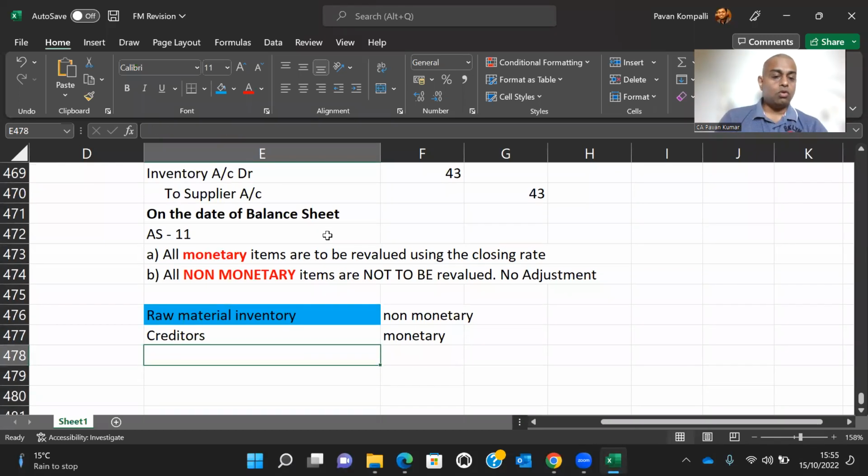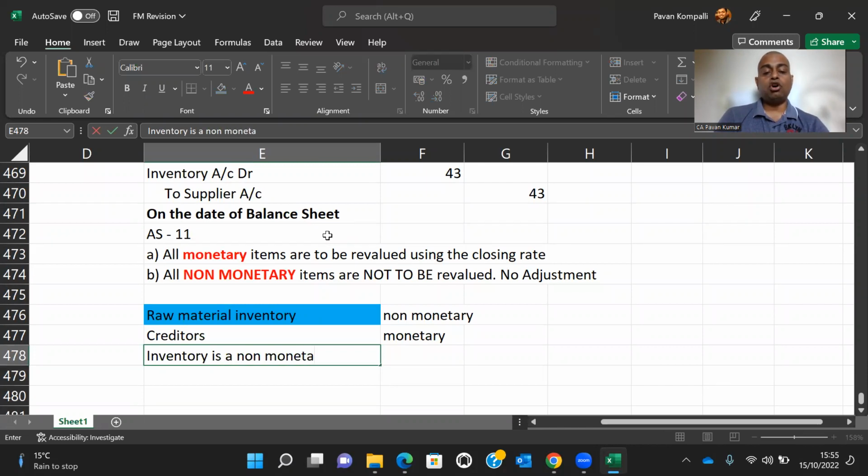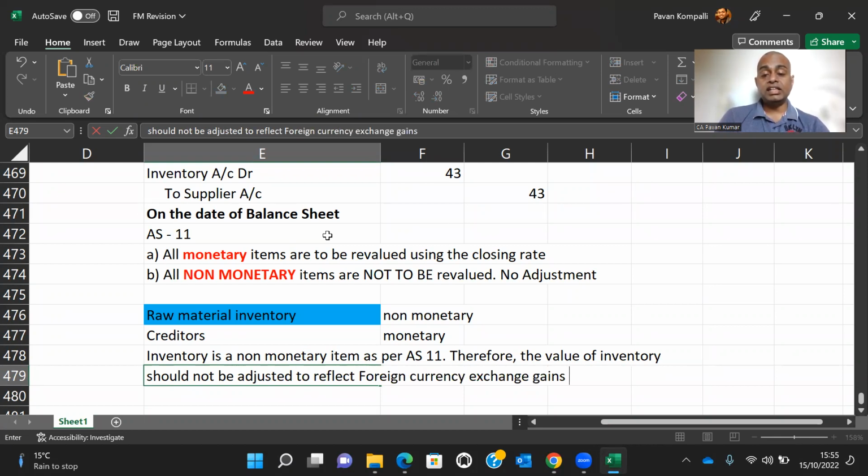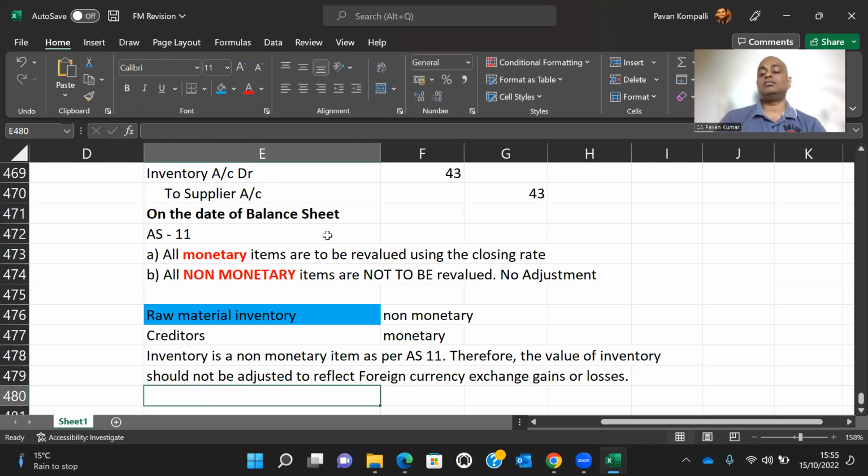So what do you need to write? Inventory is a non-monetary item as per Accounting Standard 11. Therefore, the value of inventory should not be adjusted to reflect foreign currency exchange gains or losses. This is the rule. Inventory is a non-monetary item. Therefore, the value of inventory should not be adjusted to reflect foreign currency exchange gains or losses.